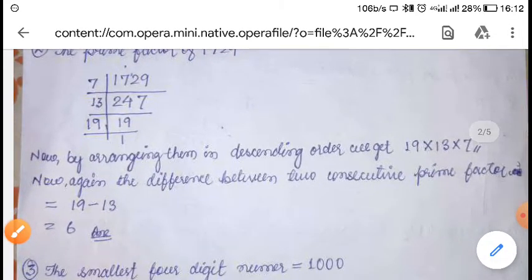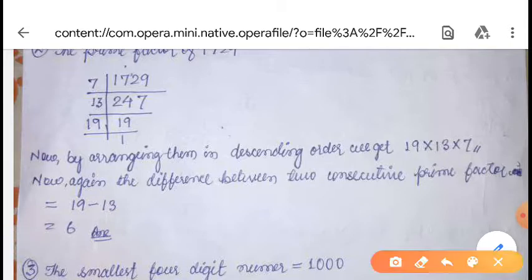Again in the next part, you see what they have asked. They have asked to arrange them in descending order. You can see here I have arranged this in descending order. So 19 is bigger, after that 13, then 7. Now in the third part, they have asked, is there any relationship between two consecutive prime factors?